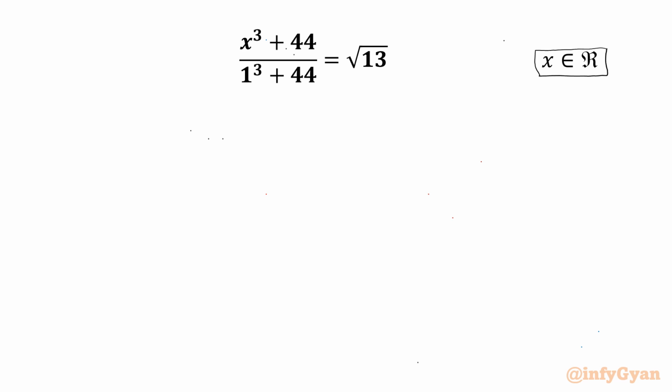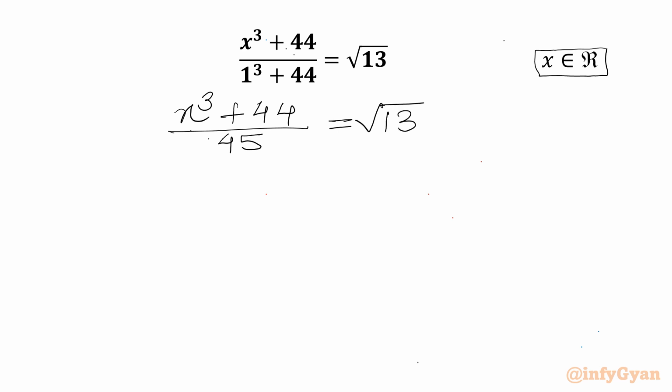We have another very interesting algebraic equation: (x³ + 44)/1³ = √13, and we'll be solving for the real values of x. So let's get started. I can write our equation as (x³ + 44)/(1³ + 44), which is 45, equal to √13.